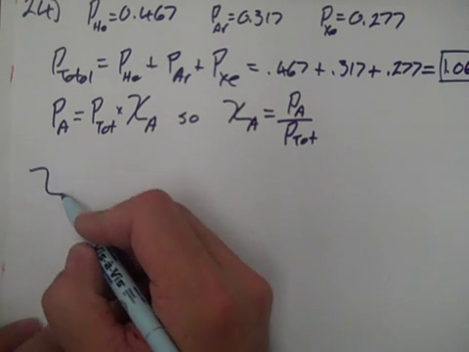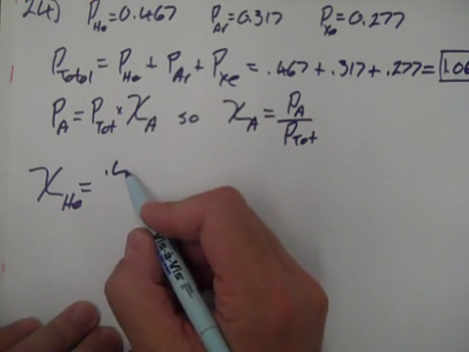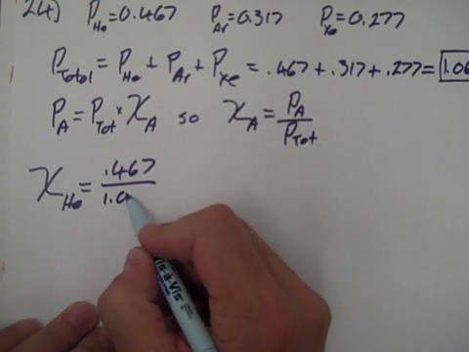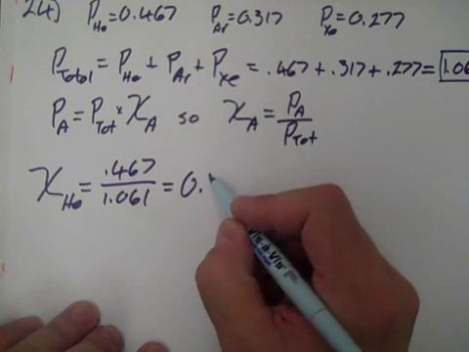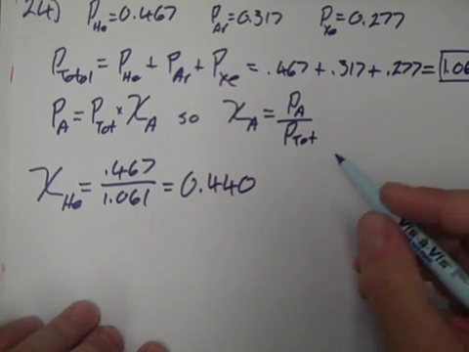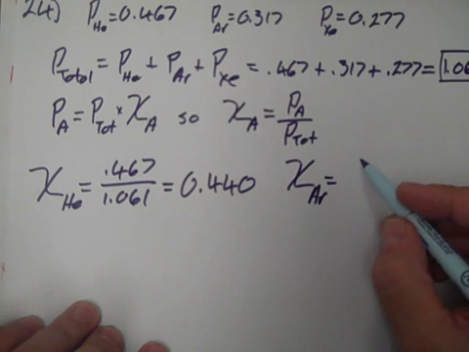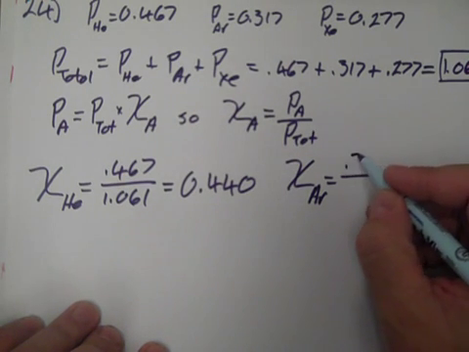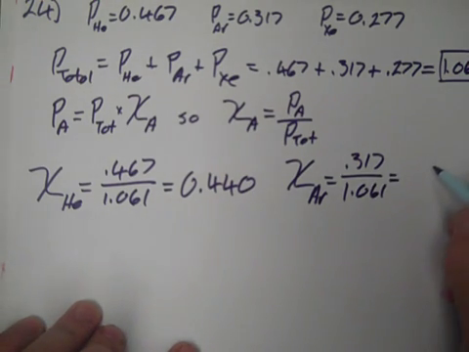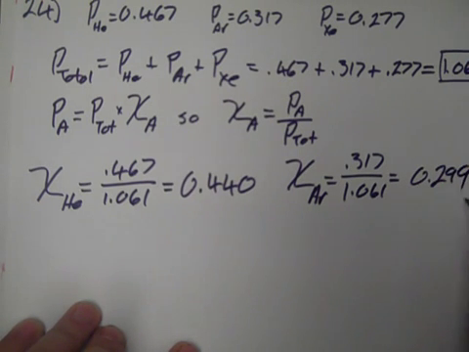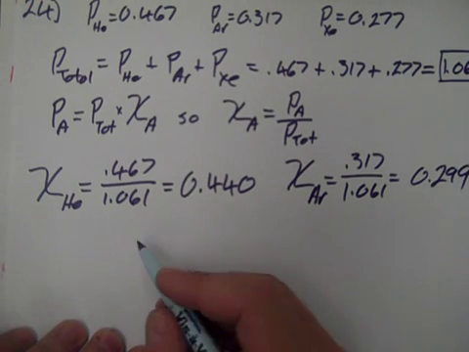So one after another, I'm going to say that the mole fraction of He is equal to 0.467 divided by 1.061, and the mole fraction of He is 0.440. The mole fraction of argon will be equal to the partial pressure, 0.317 divided by 1.061, and that'll give me 0.299. Notice I'm not putting any units on mole fractions. There are no units. It's just a fraction.